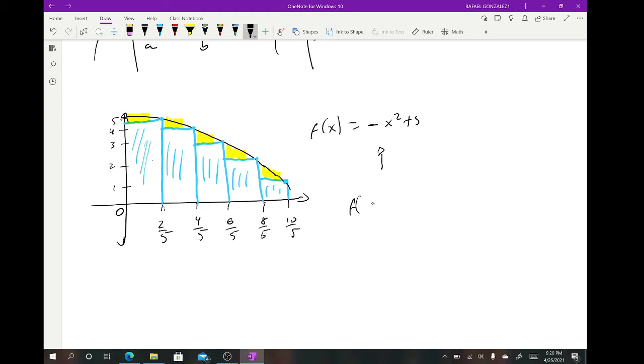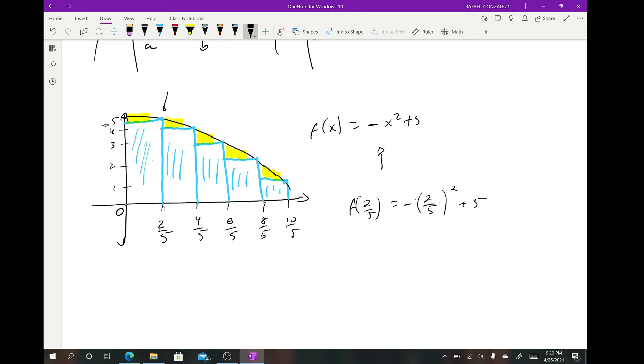Namely, if you plug in, let's say, 2 over 5 into the function, then you get the height at 2 over 5. So if you were to do this, you get the value of this point right up here, which means that you get the height, because the height will now correspond to that y value.